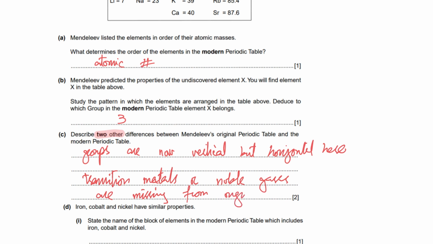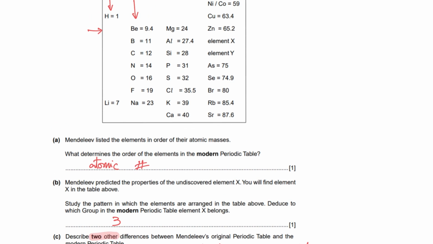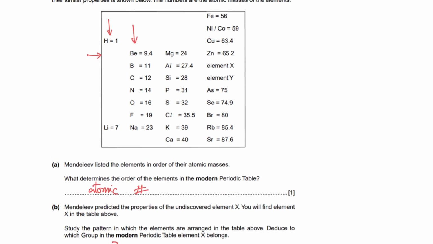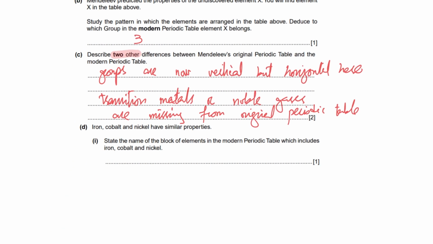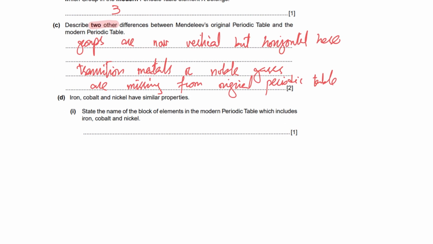And you might argue, wait a minute, I can see some transition metals in this one, but that is not mentioned as transition metals. They are part of the original groups or periods that Mendeleev had. That's not the case these days. Iron, cobalt and nickel have similar properties. State the name of the block. That is the transition metal block.